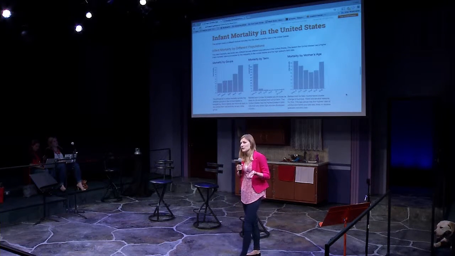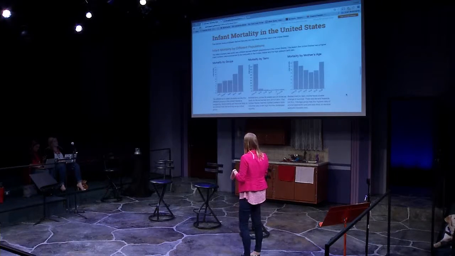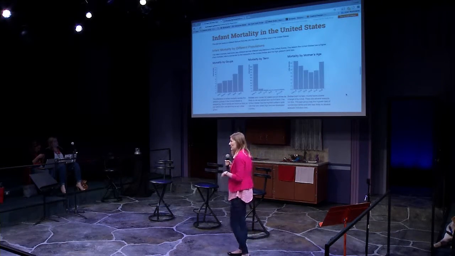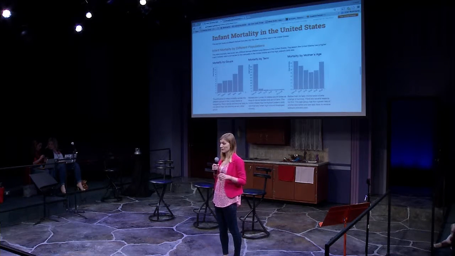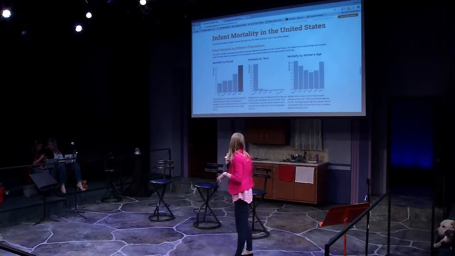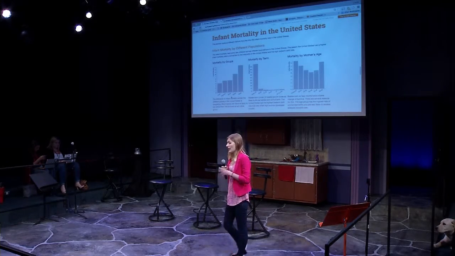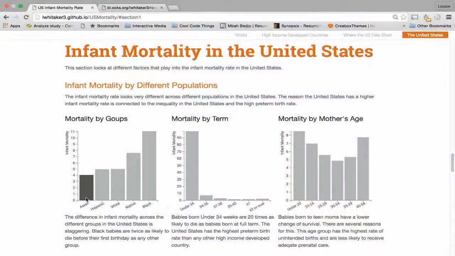From there, I wanted to break down the issues within the United States. I found some really significant data that looked at different groups across the United States and found that babies born to Black women are twice as likely to die before their first birthday as babies born to white women, Hispanic women, and Asian women. So we have a huge inequality problem in the United States, and this shows evidence of that.